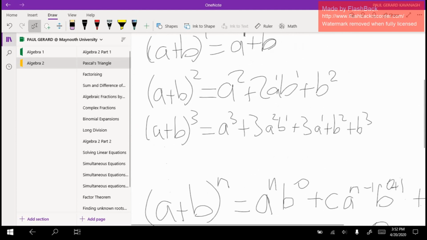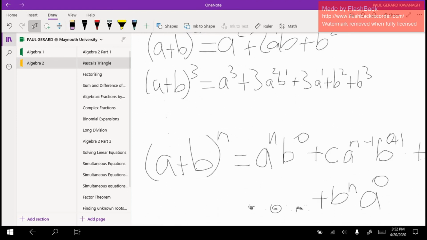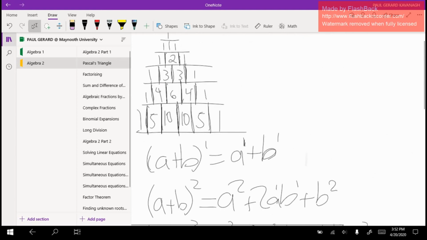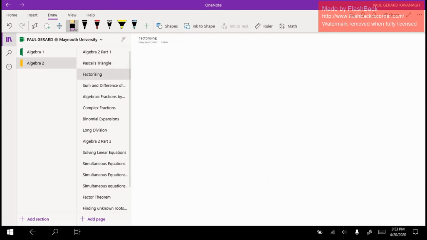So when it's (a + b) to the 4, you know it's going to be row 5, so it's going to be a to the 4 plus 4a to the 3 b to the 1 plus 6a to the 2 b to the 2 plus 4a to the 1 b to the 3 plus b to the 4, and so on and so on. So factorizing.